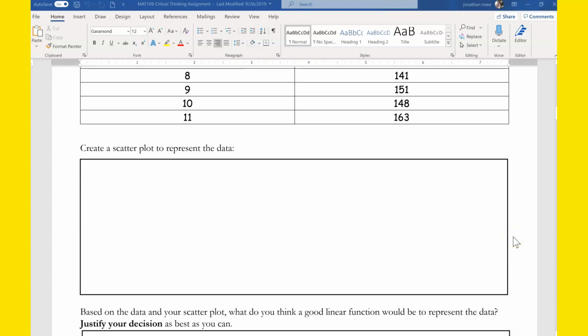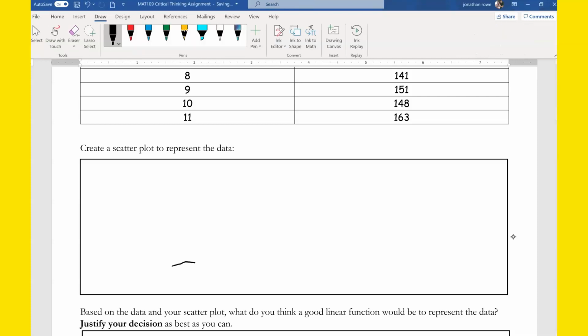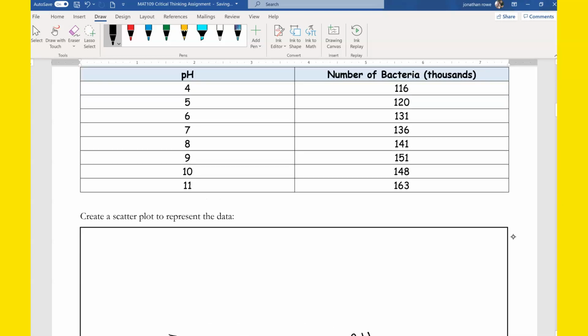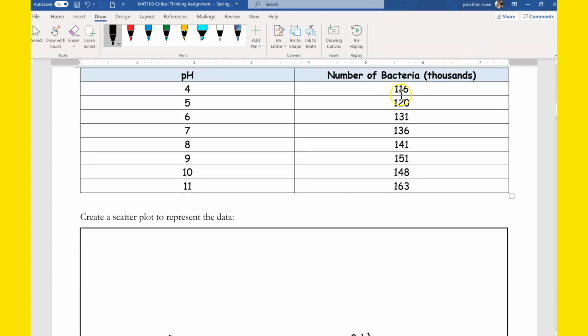I'm going to try my best to do this, but it's kind of hard to draw on this computer screen. My pH is going to be on the horizontal axis, and my number of bacteria cultures is on the vertical axis. Notice that this starts at 116,000. I'm going to assume that it's in thousands, so I'm just going to put these numbers as they are.